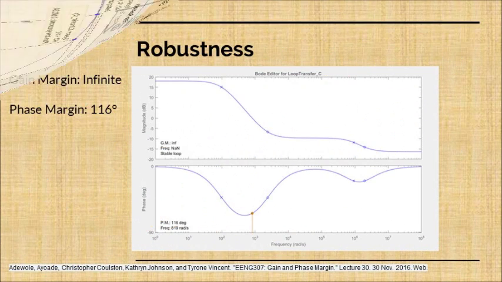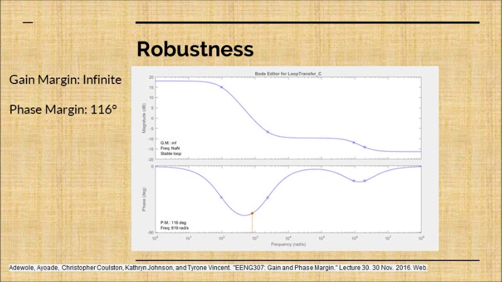From our Bode plots of our system, we discovered an infinite gain margin and a phase margin of 116 degrees. This infinite gain margin tells us that our system is inherently stable. A higher phase margin also indicates stability. According to Lecture 30, gain and phase margins are measures of robustness of a system to uncertainty.